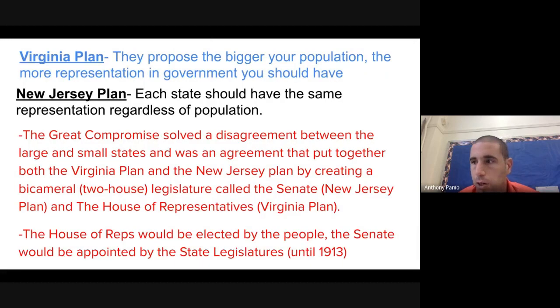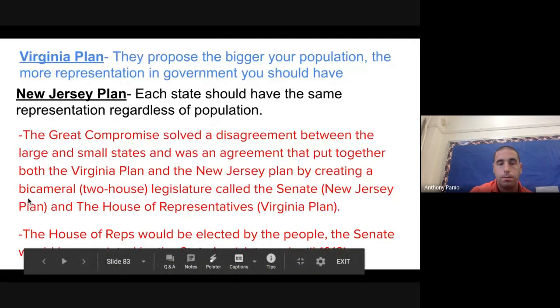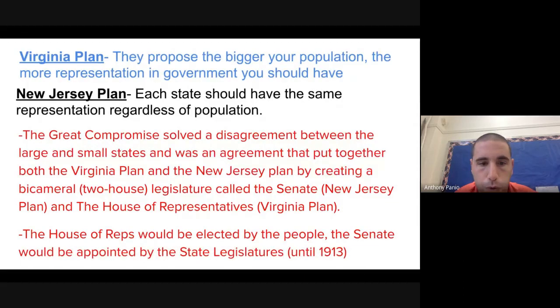All right. So the Great Compromise solved the disagreement between the large and small states and was an agreement that put together both the Virginia plan and the New Jersey plan. And what they did was they created a bicameral, and that word bicameral will come up on the Regents exam. So you need to know that bicameral means two house. Okay, bi means two. Okay, like a binomial. Okay, means two. Okay, and then cameral means house. Cameral means house, so it's two house legislature. Legislature is a real fancy word for the group of people that make laws.